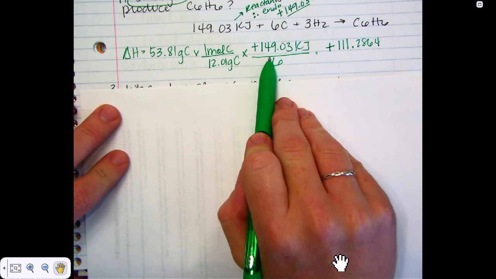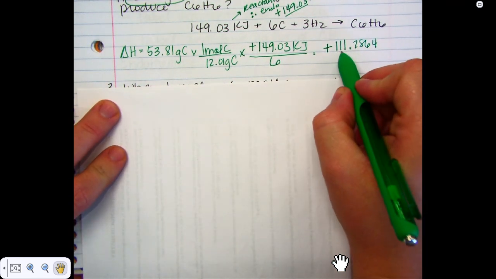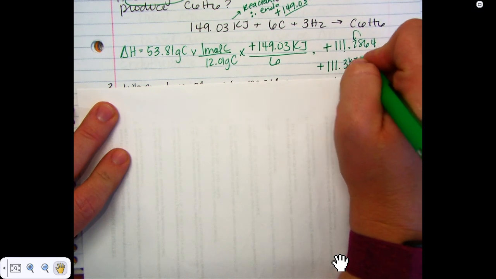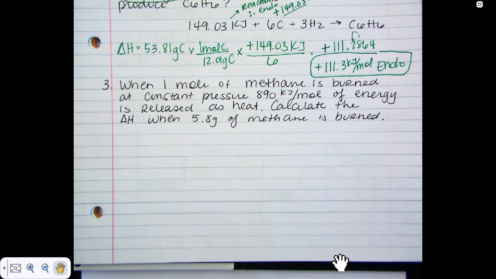So here I have 5. Here I have 4. I can only keep 4. So 1, 2, 3. This 8's going to round over. So positive 111.3 kilojoules per mole, endothermic. Okay. All right. And let's look at our last one.